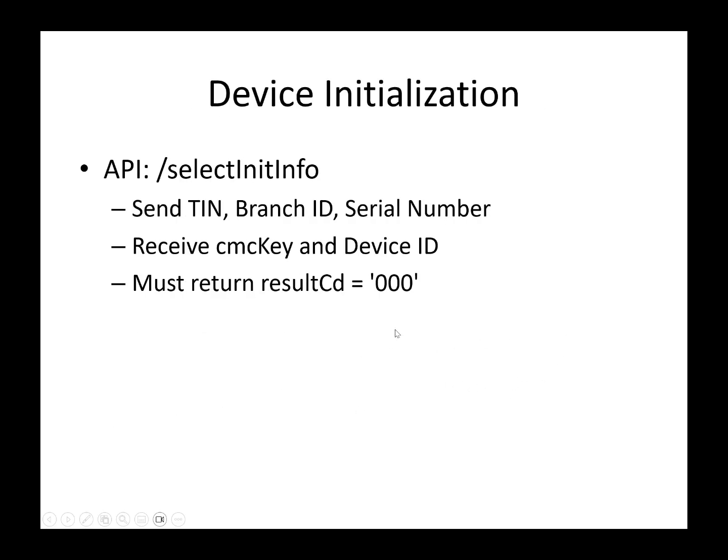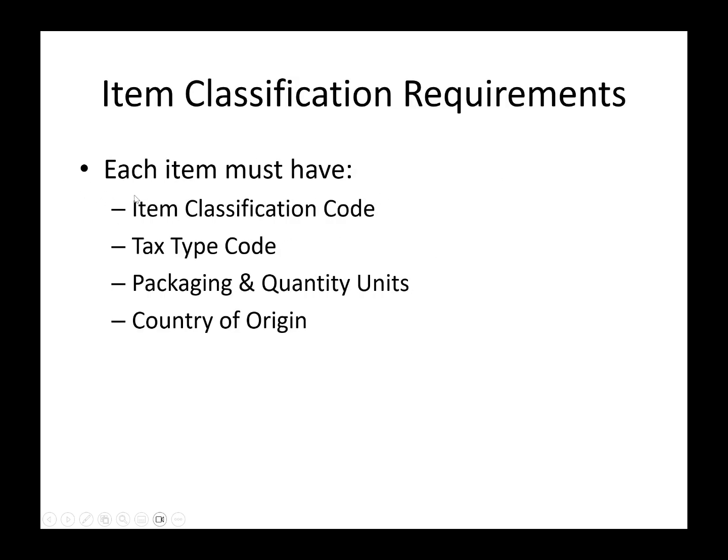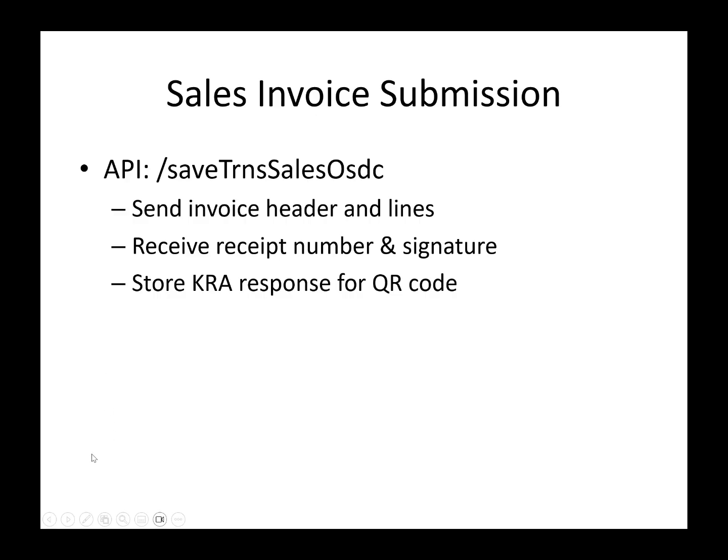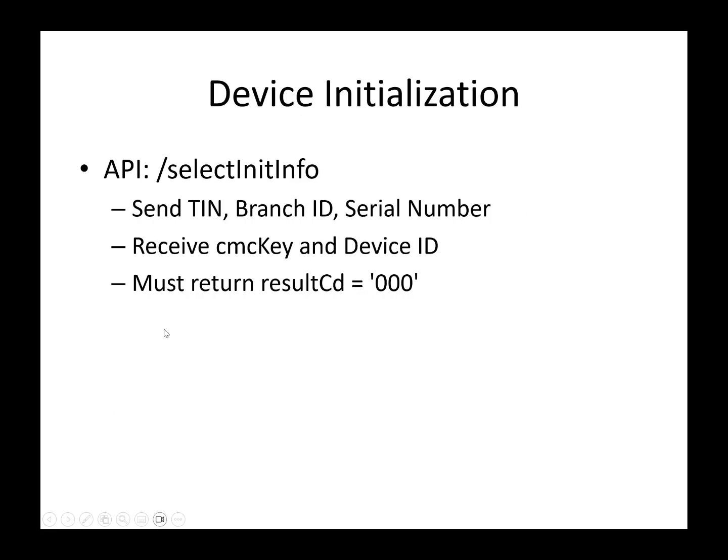Let's proceed. So we have the first API, that is the device initialization. We initialize a device as per the specific TIN, branch ID or serial number. So this one is now the payload and the return result code. That is now what we receive when the device is initialized in our system. And then we have what we shall receive in the response. We have the communication key and the device ID. So we need to have the TIN, the branch ID, and the serial number.